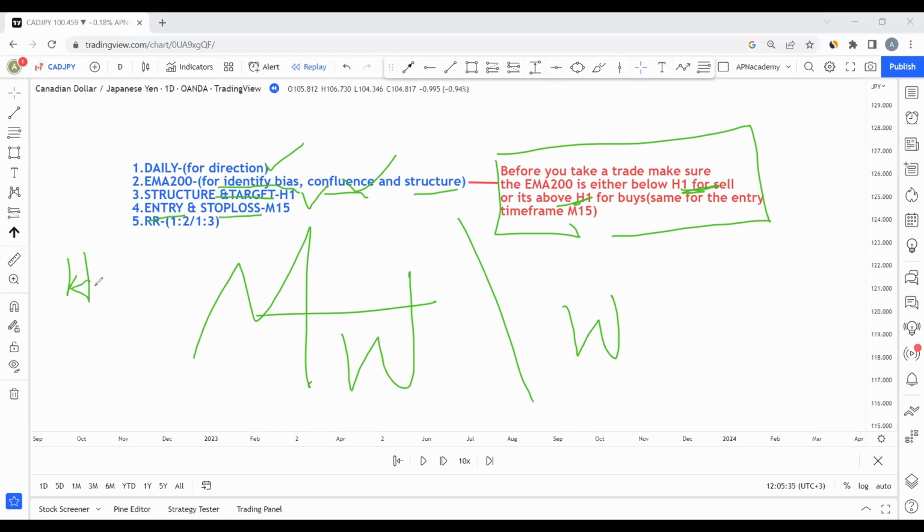Are we together? Our structure time frame is H1, and our entry time frame is M15. Make sure you don't forget this. Then what's the risk ratio we're looking for?